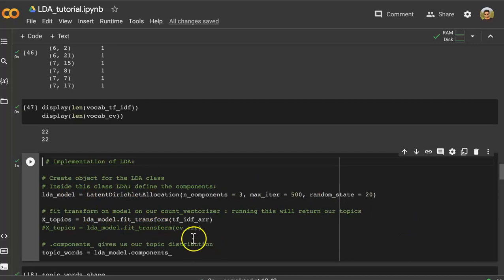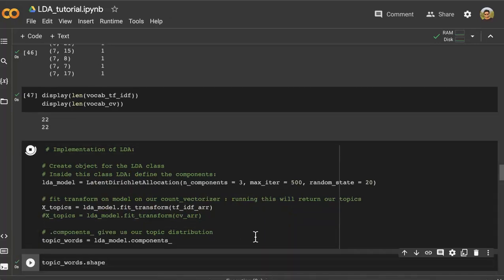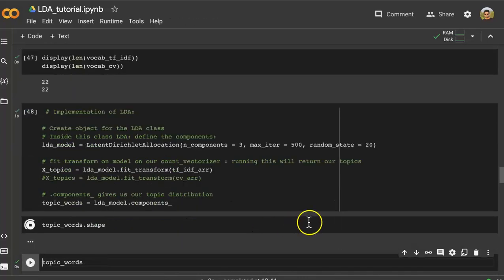Now you can pass your TF-IDF vector. What is this TF-IDF array? It is basically the numeric representation of your whole corpus. You represented your corpus through a real-valued 8 cross 22 matrix, and now you want to pass it through your LDA model. Now if you just run it, you will get the result. So let's see what the topics represent.